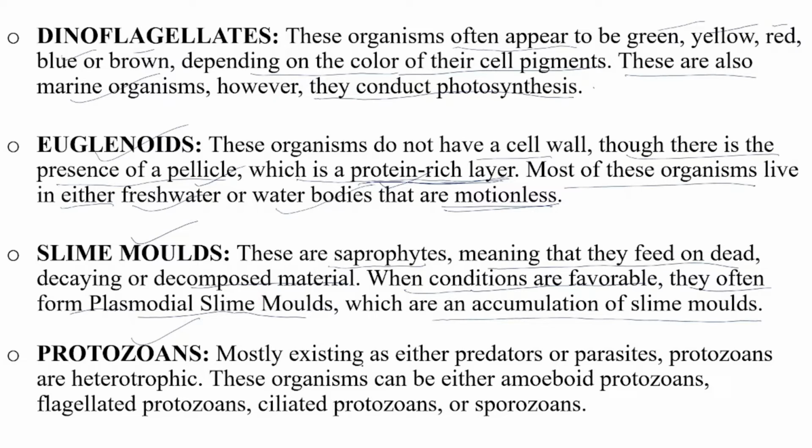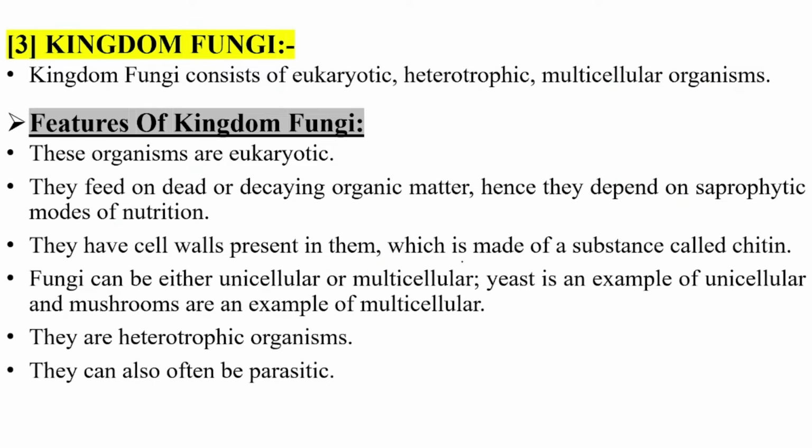Protozoans mostly exist as either predators or parasites. Protozoans are heterotrophic. These organisms can be amoeboid protozoans, flagellated protozoans, ciliated protozoans, or sporozoans. And the next comes kingdom fungi. Kingdom fungi consists of eukaryotic, heterotrophic, and multicellular organisms.